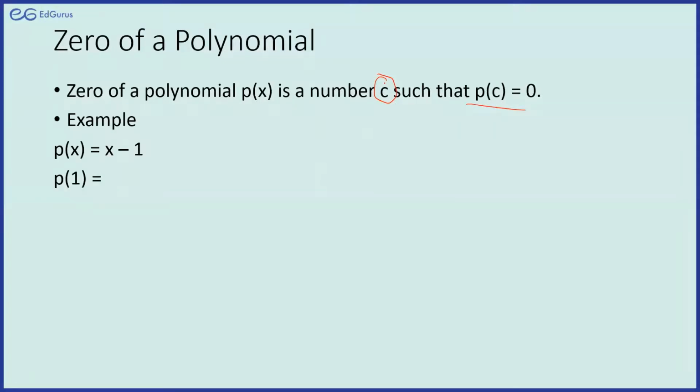Okay. Example, suppose Px is x minus 1. Okay. So what will be P of 1? If Px is x minus 1, what is P of 1? When I write it like this, what is the value of x that I am trying to substitute?